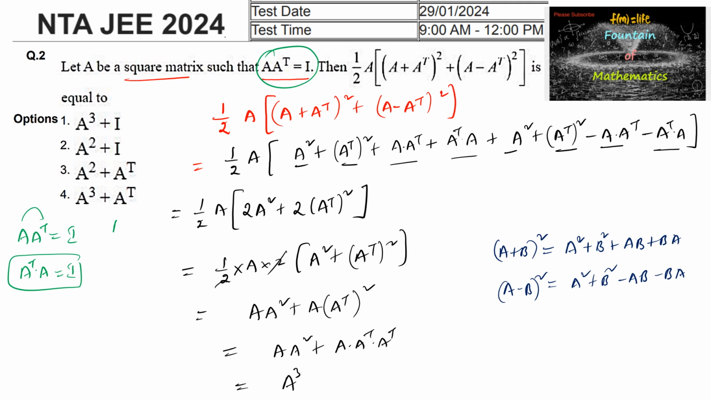A into A square is A power 3 and A into A transpose is I, so I into A transpose equals A power 3 plus identity matrix into A transpose. Identity matrix into any matrix is always the same matrix, so we can write A transpose. So A power 3 plus A transpose is the answer, which is option D.